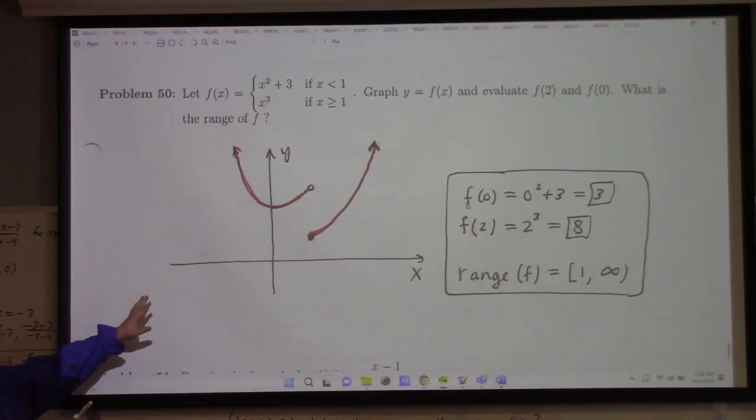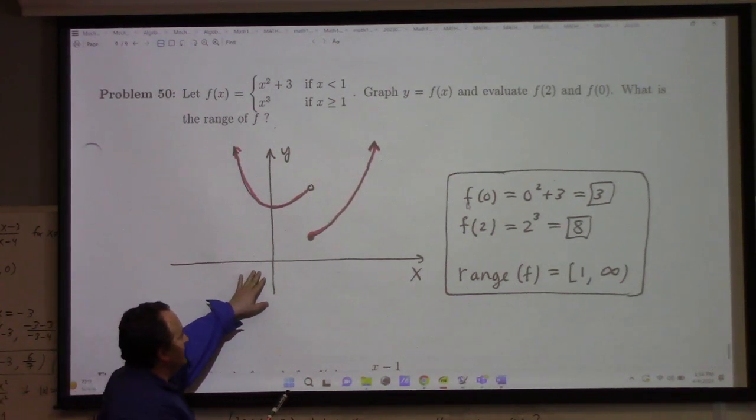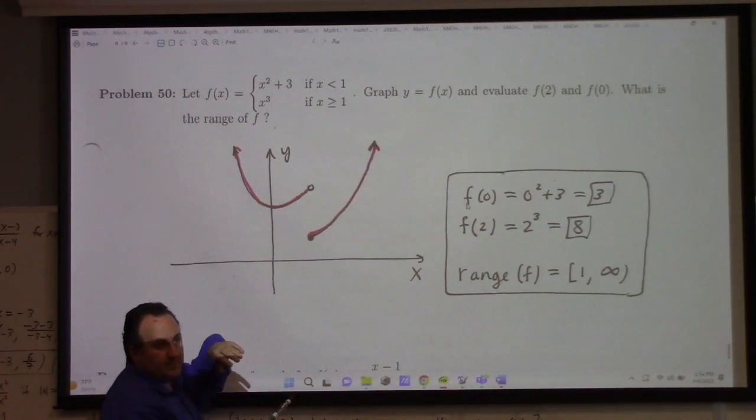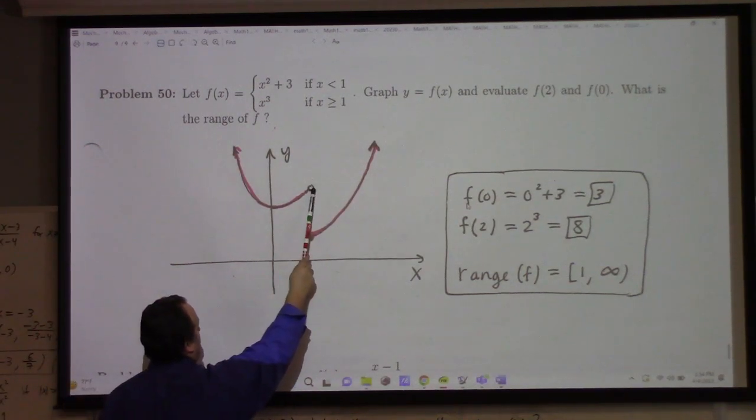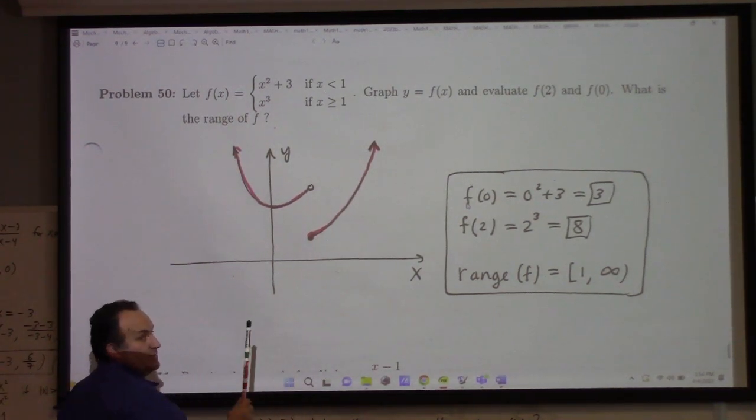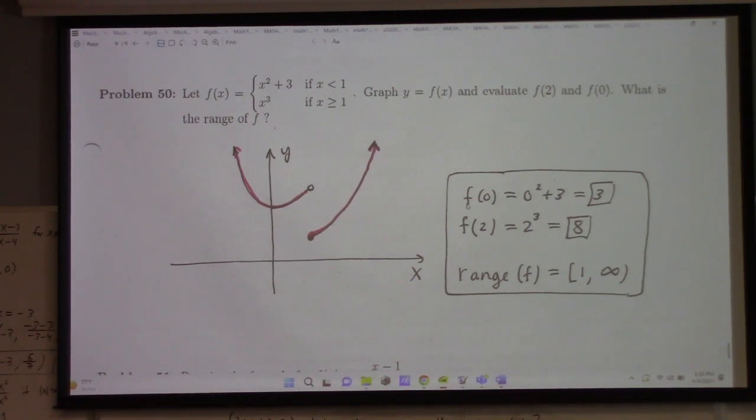And if you look at the graph, you can see that the range is everything above 1. Well, you missed this point here, but you picked it back up over there. So everything above 1 is covered for the range.